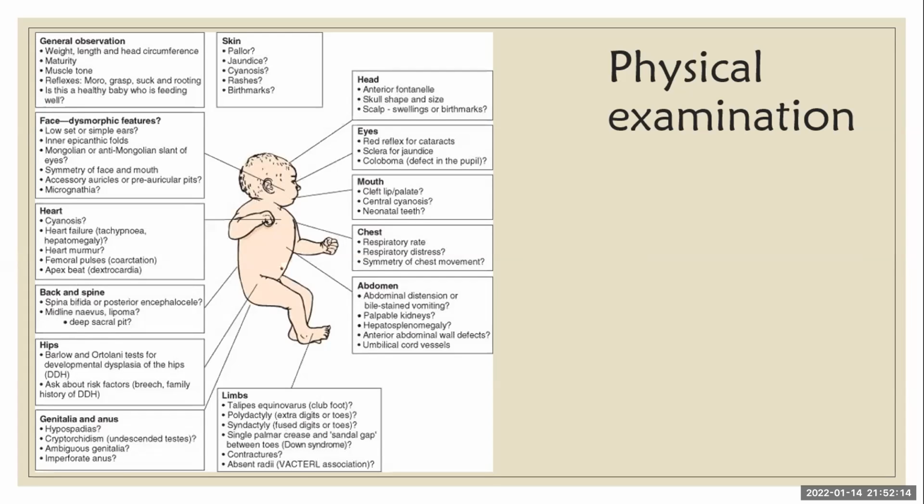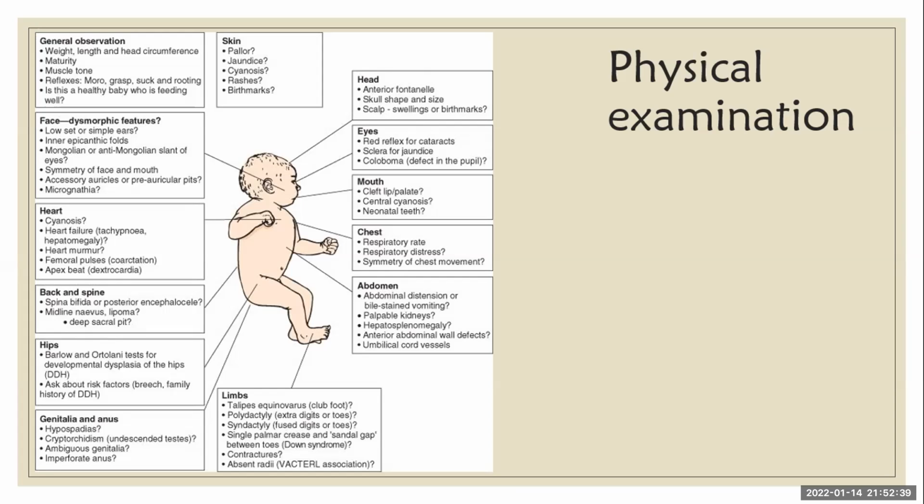And we need to examine the genitalia and anus, the limb, and for the head, we need to elicit whether there is a bulging of the anterior fontanelle, which may be suggestive of meningitis, skull shape and size, and whether the scalp is swelling or not.